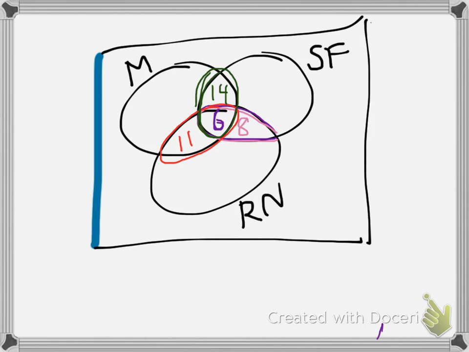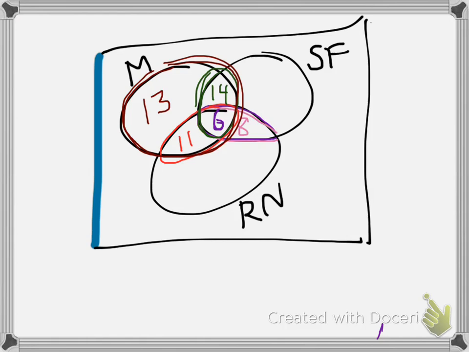44 purchased mysteries. So in this whole mystery circle, it's 44. But we already have 14 plus 6, which is 20, plus 11, which is 31. So 44 minus 31 is 13. So only mysteries is 13. If you add 13 plus 11 plus 6 plus 14, you get 44. So the mysteries, the whole thing, is 44.